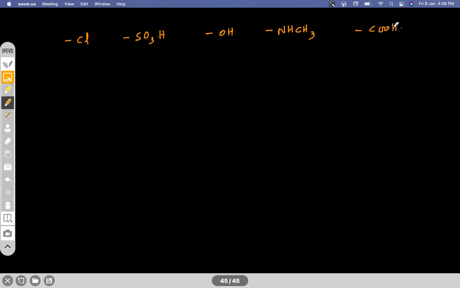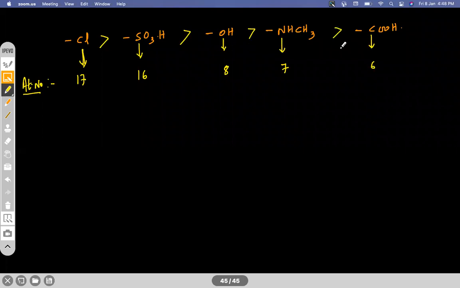Then how do you assign priority into this? We won't do it like that, Prakul. We'll compare the priority by comparing the atomic number of the first atom. Like we have chlorine, first atom is sulfur, first atom is oxygen. One second, Shraddha, I'll go back. First atom is nitrogen, first atom is carbon. Chlorine, we know atomic number is 17. Sulfur, it is 16. Oxygen, it is 8. Nitrogen, it is 7, and carbon, it is 6. More atomic number, more will be the priority. Priority order is this. So if groups are attached, we'll compare the atomic number of the first atom. I'll go back once again.